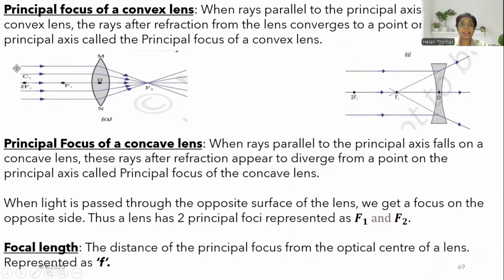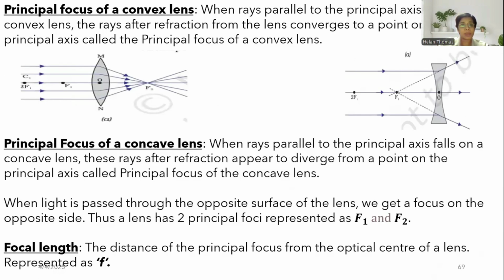And the focal length is nothing but the distance between the focus and the optical center. So the distance between F1 and O, or in this case OF1 and OF2, is the same distance. That is nothing but the focal length, which is represented by the small letter f.